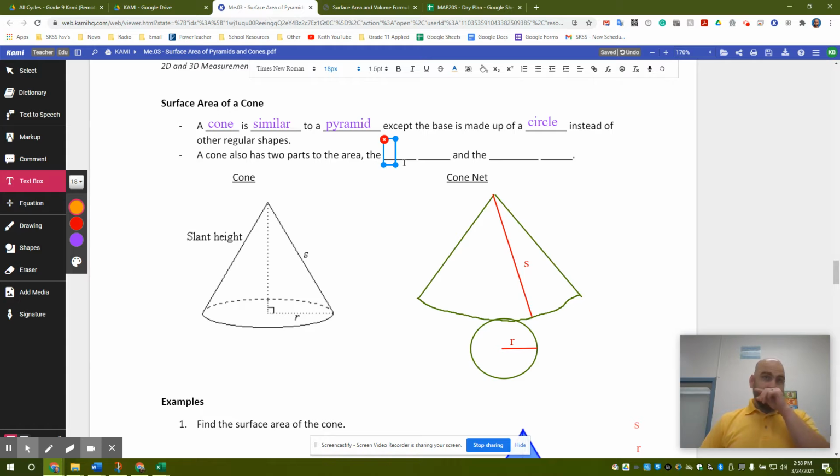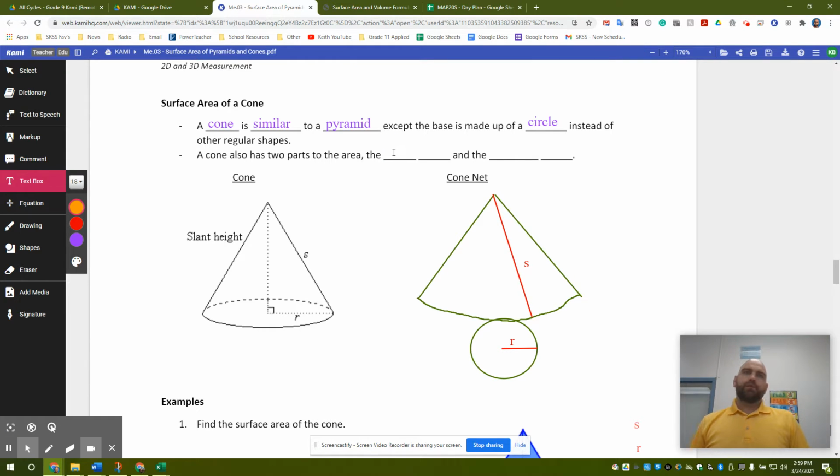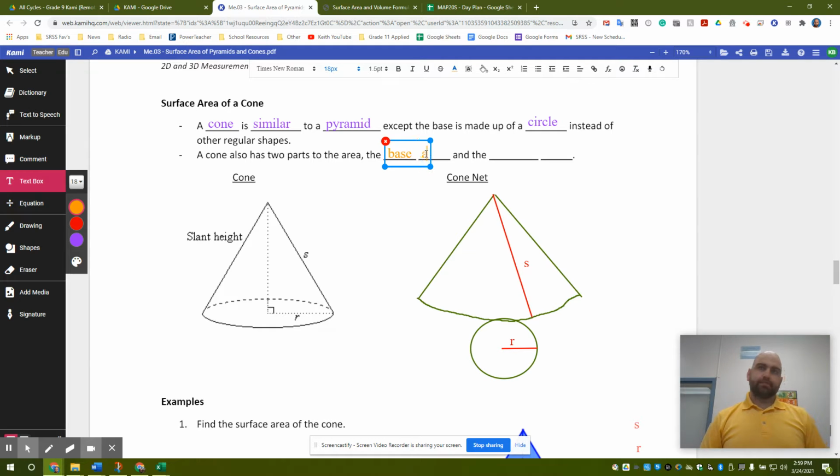The cone also has two parts to the area. The first part is the base area, and then we also have the lateral area. In the case of a pyramid, the lateral area is made up of a bunch of different triangles. Sometimes they're the same size, sometimes not. In the case of a cone, it's going to be one triangle.